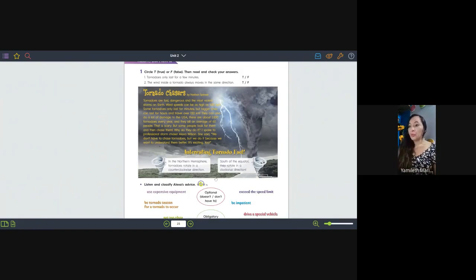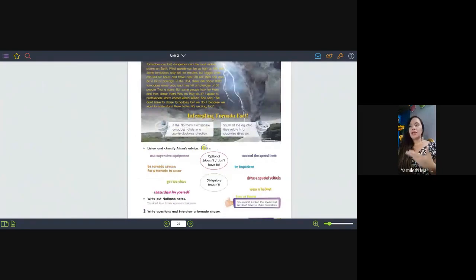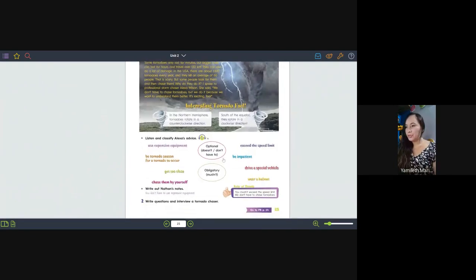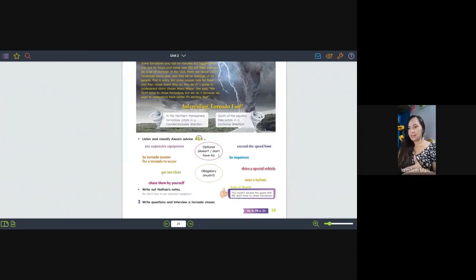Now, we are going to listen to an audio. Then, we are going to classify Alexa's advice. Pay attention to the audio. Remember, here we have optional: doesn't, don't have to. Obligatory: mustn't. We have: use expensive equipment, be tornado season for a tornado to occur, get too close, chase them by yourself, exceed the speed limit, be impatient, drive a special vehicle and wear a helmet. These are the sentences you are going to listen to in the audio I'm going to play in this moment. Pay attention, please, and complete the activity.